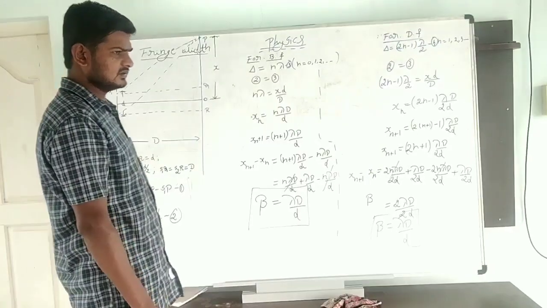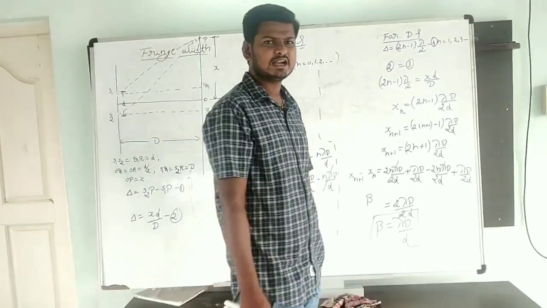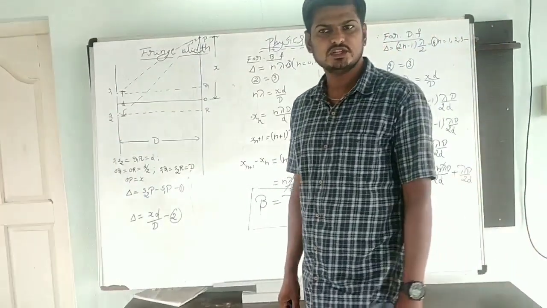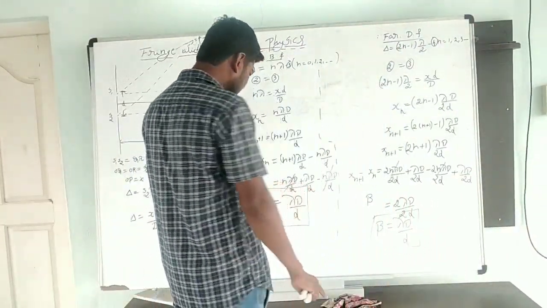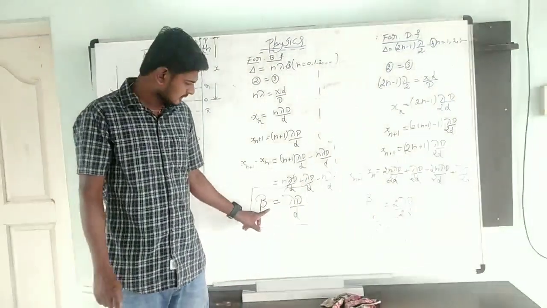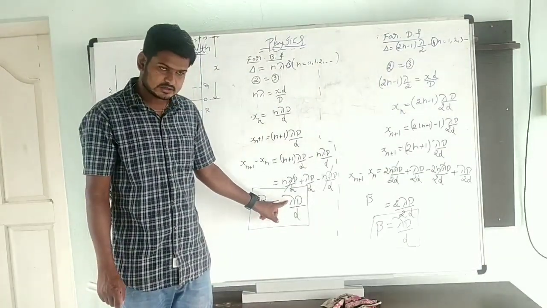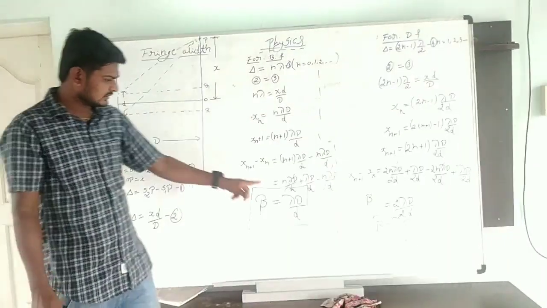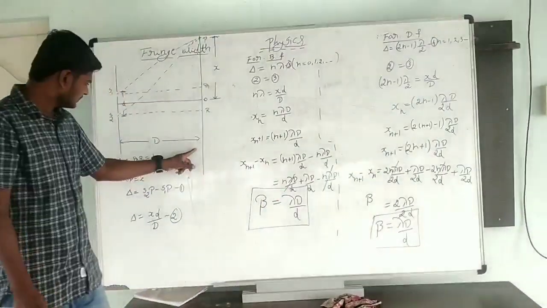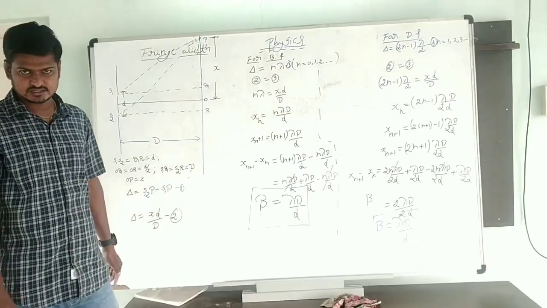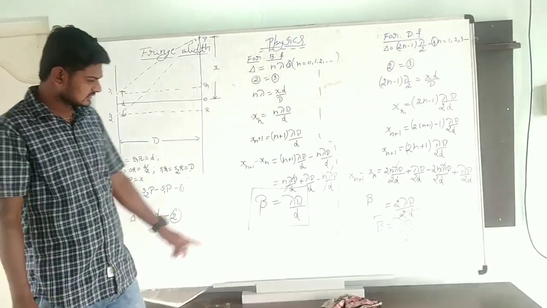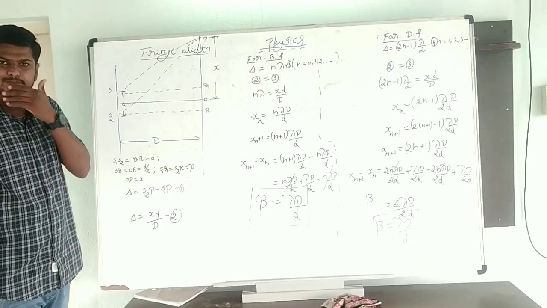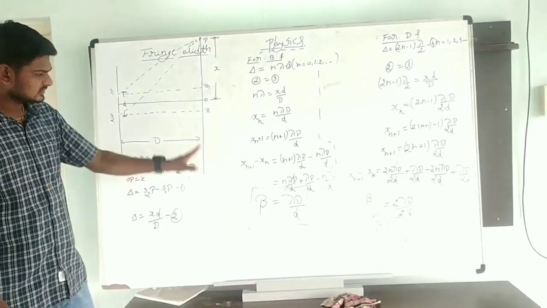In your exam, they will ask for 2 marks: what are the factors on which fringe width depends? Simple, based on the formula. Fringe width depends on the wavelength of the light, the distance between the slit and screen, and the distance between the two slits. Okay, these are the factors.